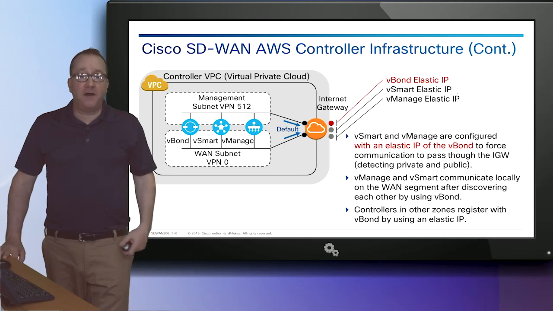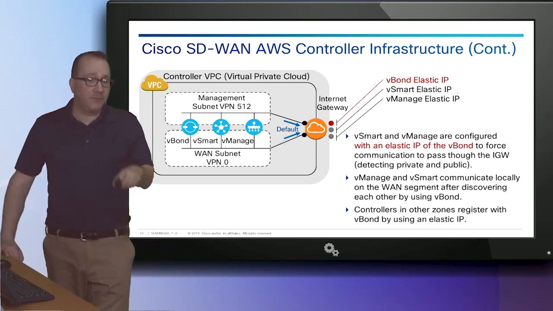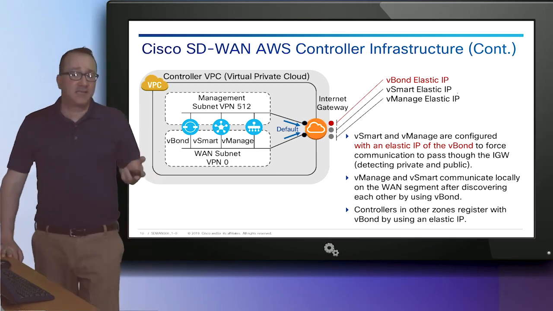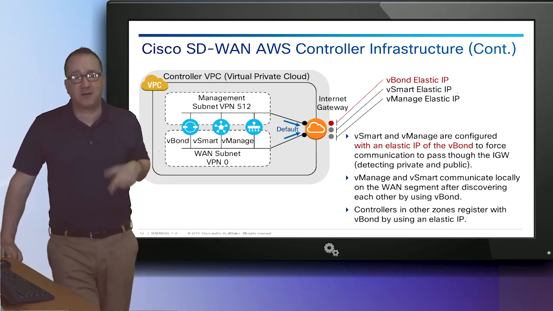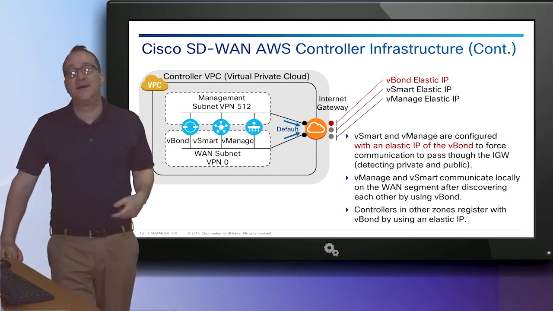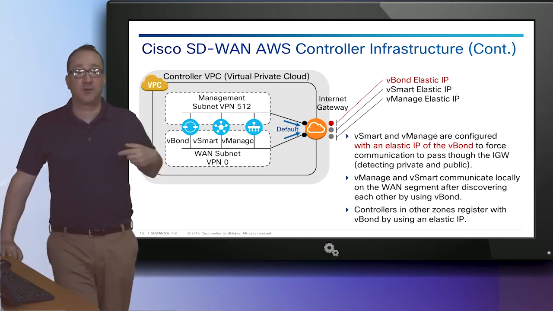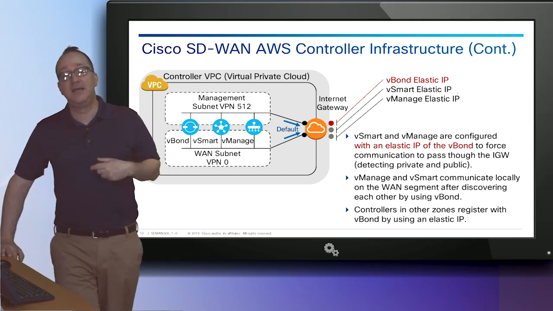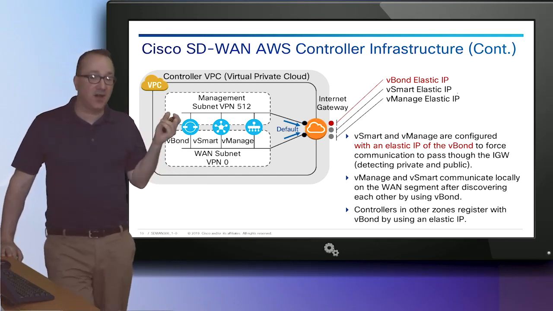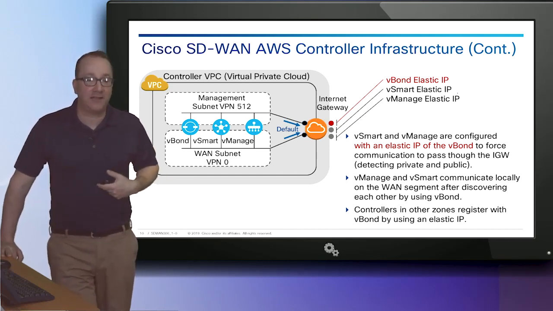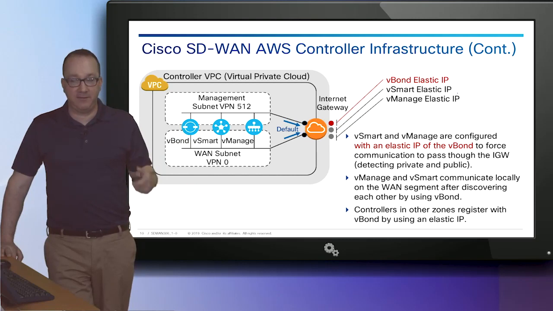Okay? The communication between the controllers is not always going to be within the same subnet. As you might expect, while vManage and vSmart communicate directly over the WAN interfaces, all communication with vBond from the vSmart and vManage, within the virtual private cloud and outside the virtual private cloud, use those elastic IP addresses we talked about on the last slide, of the vBond. This way, traffic is always forced out of the virtual private cloud and through the elastic IP of the vBond back in.